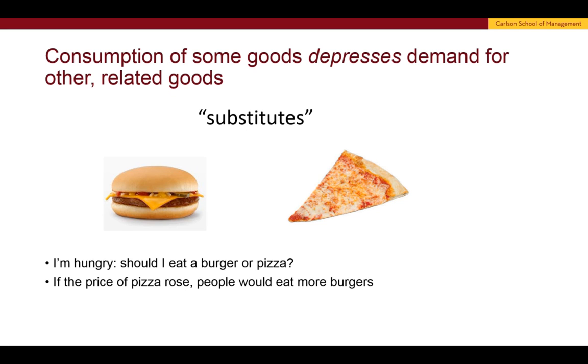So for example, if the price of pizza rose, what would happen to the demand for burgers? Well, if they're substitutes, then if the price of pizza went up, then the demand for burgers would go up. And so in fact, that's one of the definitions of substitutes. If the price of a product goes up, the demand for another product goes up, then those products must be substitutes.